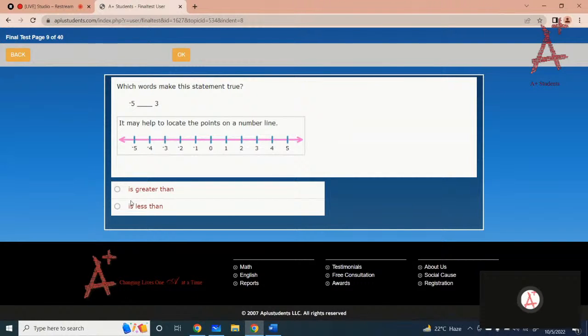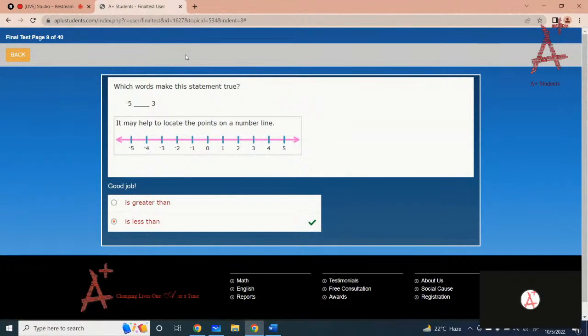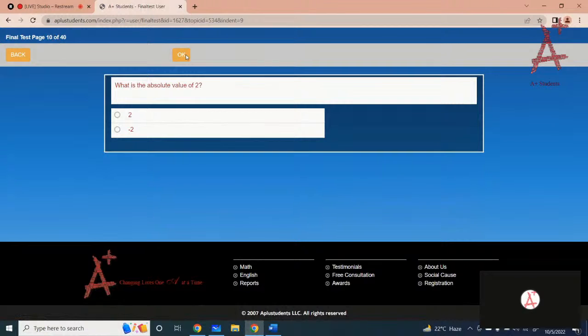Yes, it is less than 3. Negative numbers are always smaller than the positive numbers. Got it? Very good. Okay, what is the absolute value of 2? Is it 2 or negative 2?